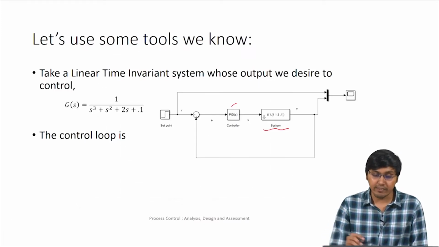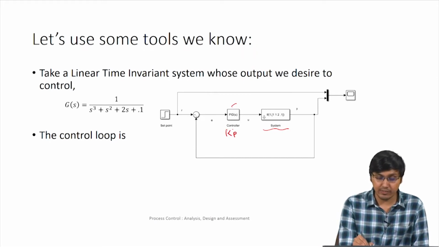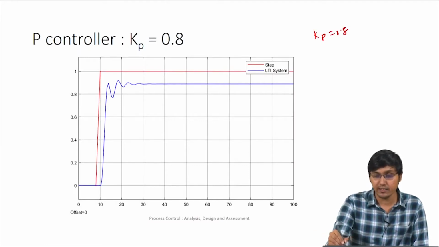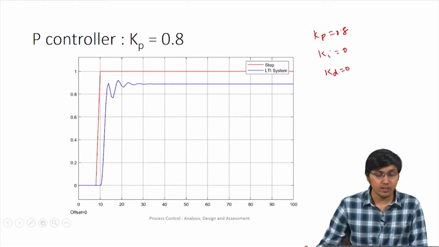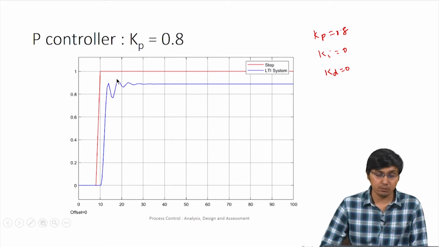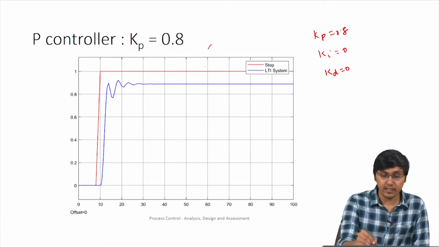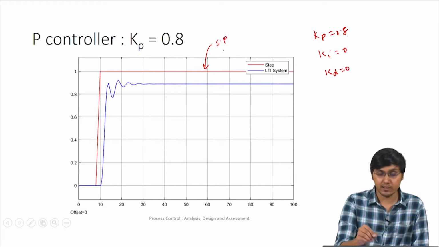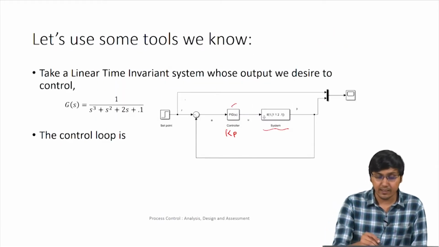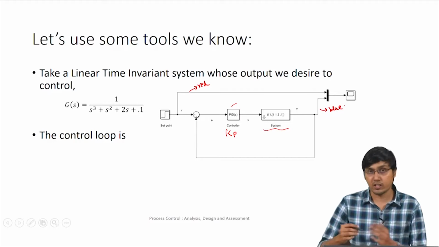When we have this controller as a P controller, which is only Kp, with Ki and Kd equal to 0, the proportional gain is 0.8 here, the integral gain is 0, and the derivative gain is also 0. So it is a P controller. When we give a step input, this red line is the input, this is how we want the controlled variable to change, that is the set point, and this blue line is how the controlled variable is actually behaving.